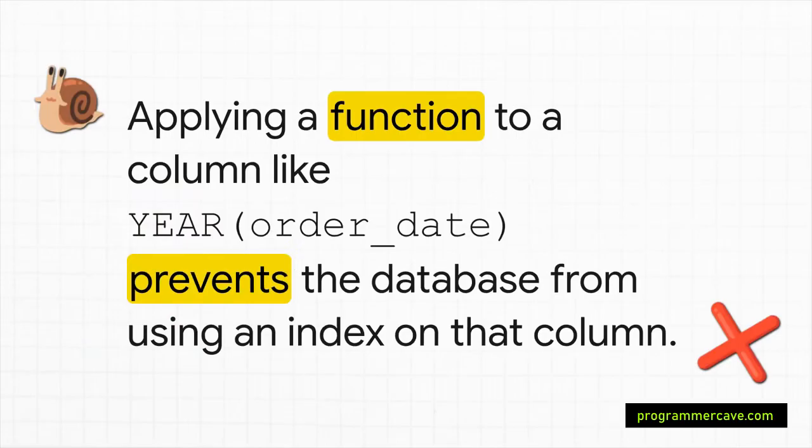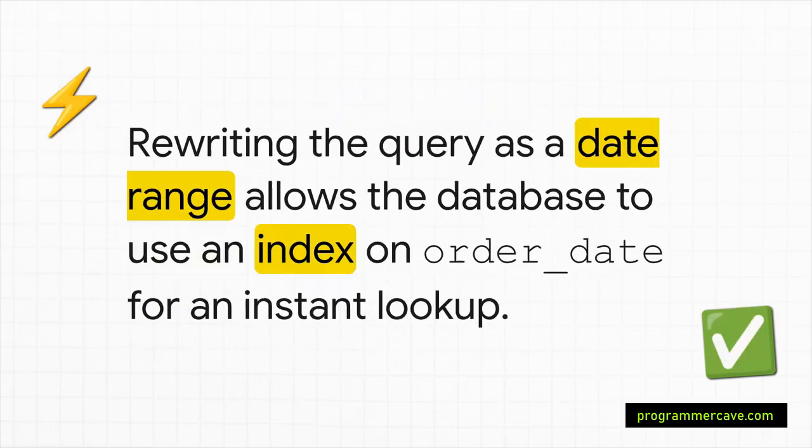Okay, I'm going to show you a classic trap that even experienced devs fall into. So, look at this query. Seems innocent enough, right? We just want all the orders from 2025. But that little year function right there, that completely kills our index. The database can't use it. So what does it do? It has to go through every single row in the table, run the function, and then check the result. It's incredibly slow.